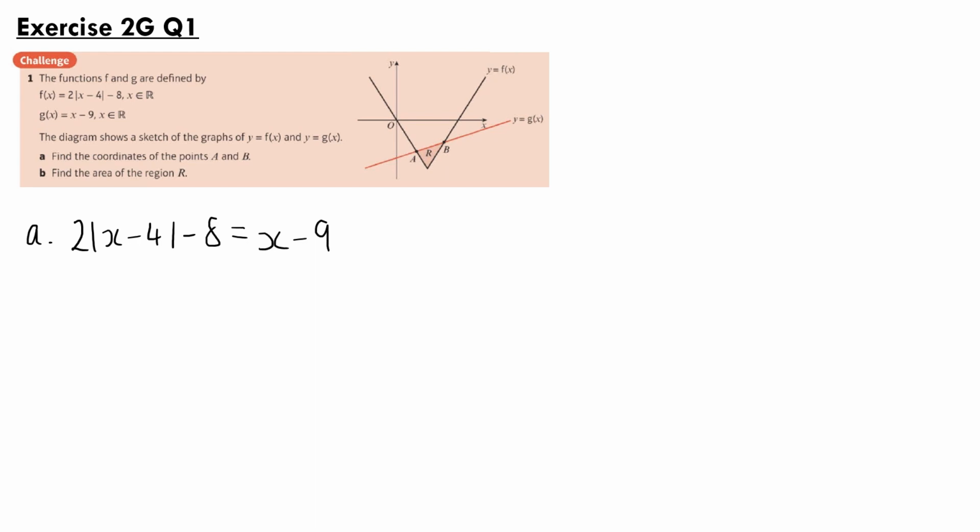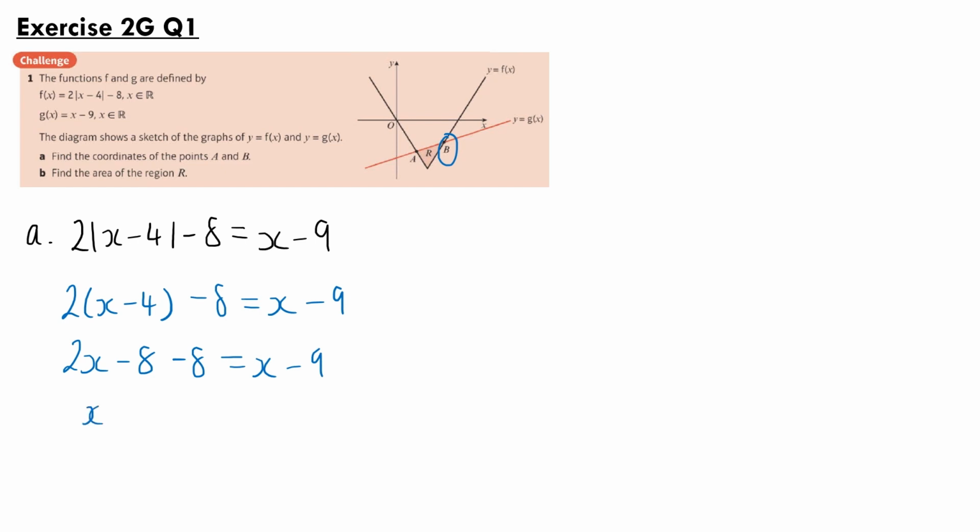So to solve this modulus equation, we can see we're going to have two solutions. If we first let x minus 4 be positive, this will give us point B. Where we let x minus 4 be positive, if we expand here, we have 2x minus 8 minus 8 equals x minus 9. So we have x being equal to 7.